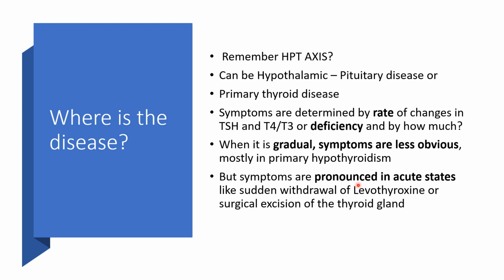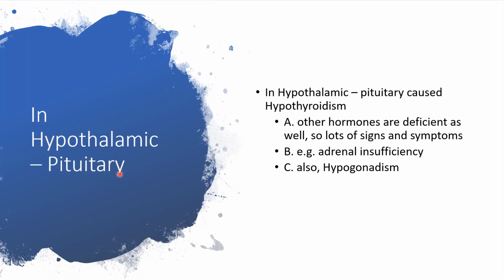But symptoms are pronounced in acute states. And I've said this in many of my presentations: when people hear the word acute, they think it's less of a problem. When they hear the word chronic, they say, oh, it's horrible. The reverse is the case. In the medical field, we doctors and nurses are more concerned and afraid when it is acute. But when it's chronic, we know your body is already adapting, adjusting, and fixing the problem one way or the other, but not curing it anyway. Sudden withdrawal of T4 or surgical excision of the thyroid gland will lead to acute states that will be very, very severe.